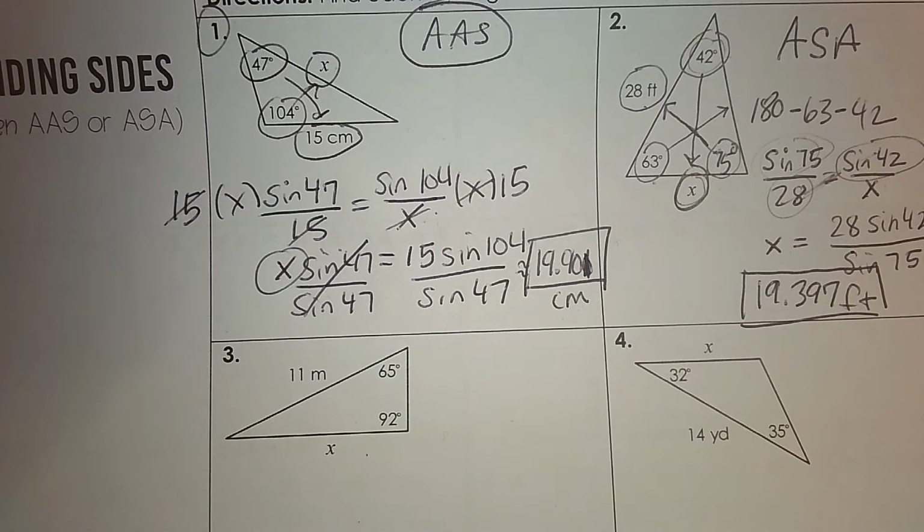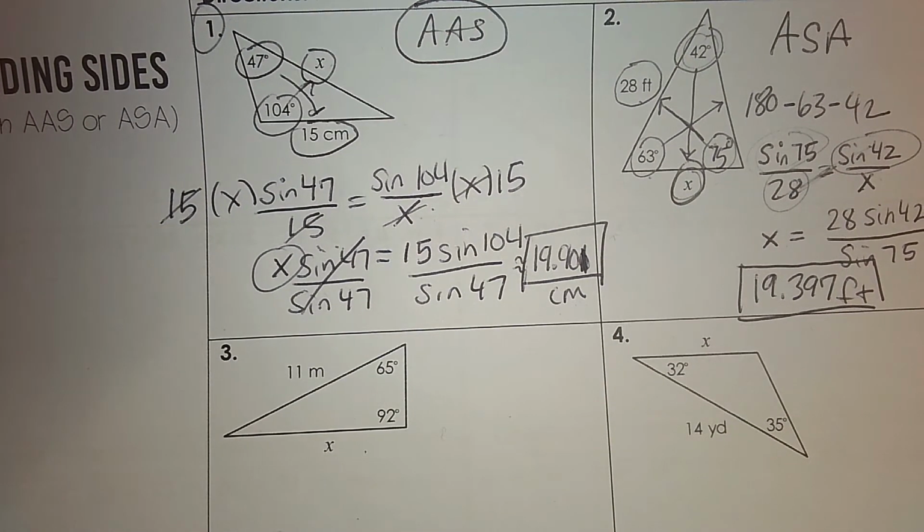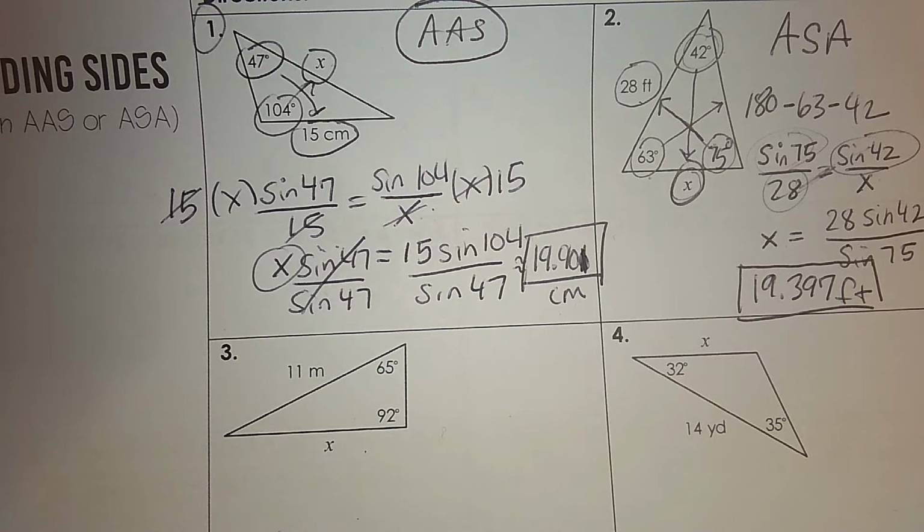I want you to try to set up number 3, just to try to do it now. Can you identify the type of triangle it is? And can you set up a proportion? When you have one fraction equaling another fraction, we call that a proportion, or proportional equation. So, can you see what type of triangle we have?